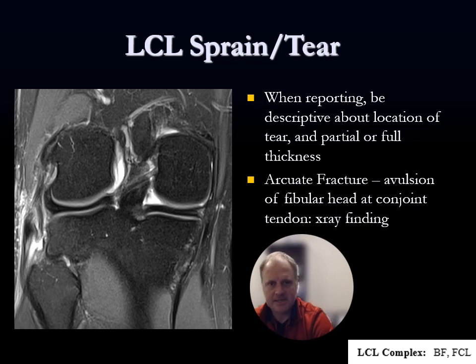When reporting LCL sprains or tears, it's best just to be descriptive about the location of the tears and whether those tears are partial or full thickness. They can involve either the fibular collateral ligament or the biceps femoris or the conjoint tendon. This one looks like kind of just a mess everywhere, but we clearly have a complete disruption down here in the area of the conjoint tendon where there's a fluid gap consistent with a full thickness LCL tear. There's an associated finding that is typically more of an X-ray finding, but you can see fractures on MRI as well, what's called an arcuate fracture, where you have an avulsion injury of the fibular head, and that relates to where that conjoint tendon inserts.